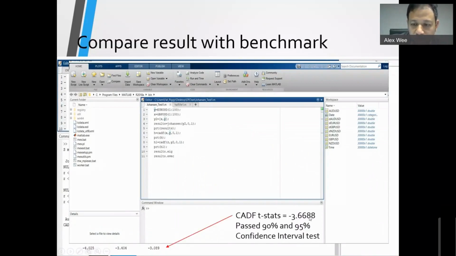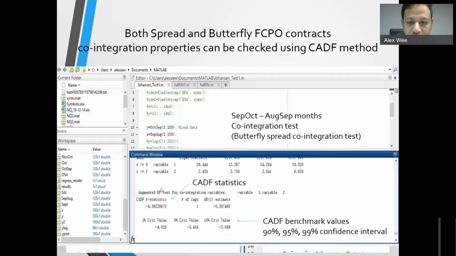So negative 3.6688 is more negative than negative 3.089, and also more negative than negative 3.404, but less negative than negative 4.025. What it means is that these few months of FCPO have at least a 95% chance that they mean revert, but it does not pass the 99% confidence interval test. It passed the 90% and the 95% confidence interval tests. That's what it did. So you can see here the CADF values for 90%, 95%, and 99%. This is the co-integration for a butterfly spread.